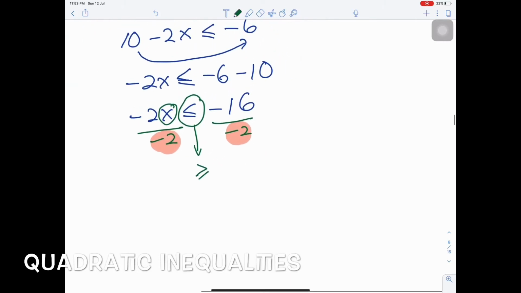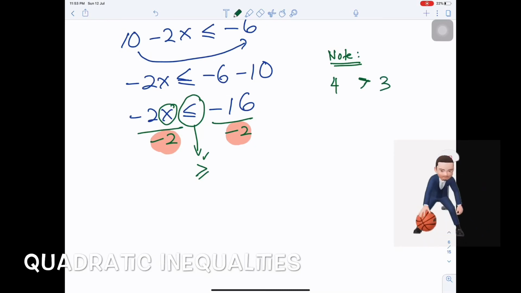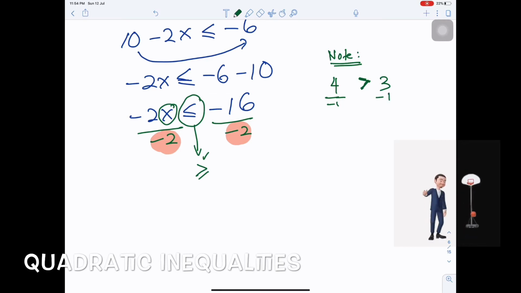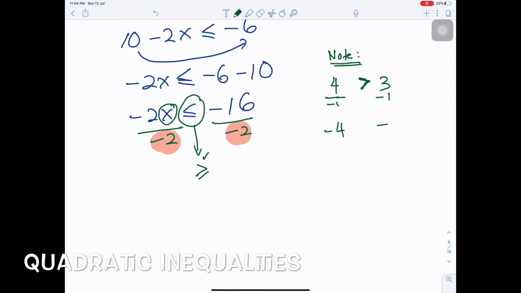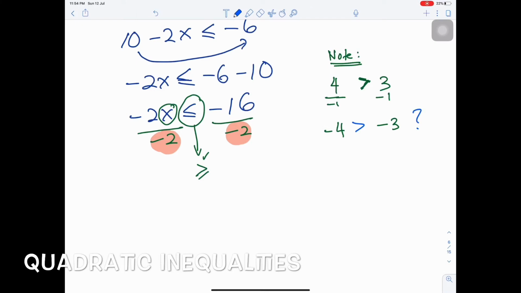Let's look at this analogy for why it changes from less than to greater than. Let's say 4 is greater than 3. If we divide by negative 1, now it becomes negative 4 and negative 3. Is it correct that negative 4 is greater than negative 3? Of course not. So the inequality also changes: negative 4 now becomes less than negative 3. So this is the analogy.